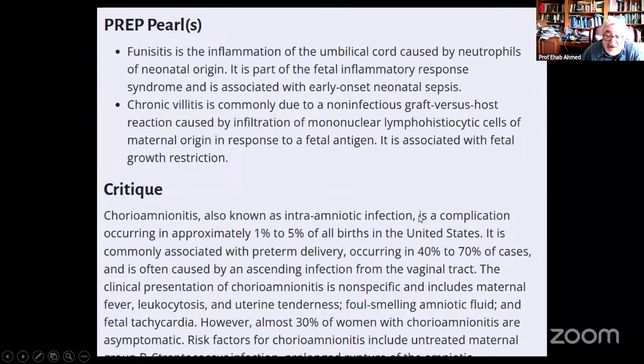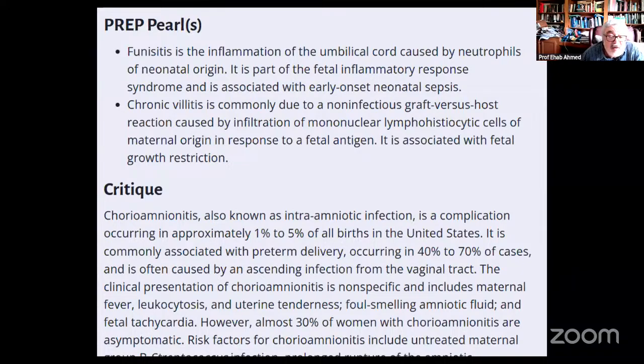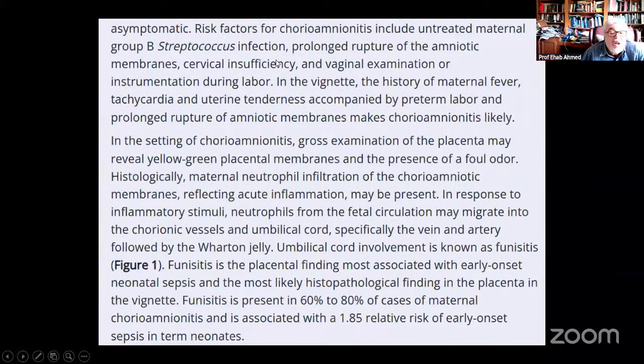Chorioamnionitis, also known as intraamniotic infection, is a complication occurring in approximately 1 to 5% of all births. In every 100 babies, you have up to 5 babies whose mom had chorio. It is commonly associated with preterm delivery in 40 to 70% of cases, and sometimes it is asymptomatic. The clinical presentation is non-specific and includes maternal fever, leukocytosis, uterine tenderness, foul-smelling amniotic fluid, and fetal tachycardia. However, almost 30% of women with chorio are asymptomatic. Risk factors for chorio include untreated maternal GBS, prolonged rupture of membranes, as we had in this case, cervical insufficiency, vaginal examination, and too much instrumentation. In the vignette, the history is consistent with chorio.